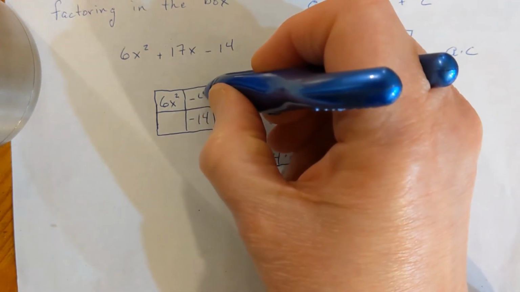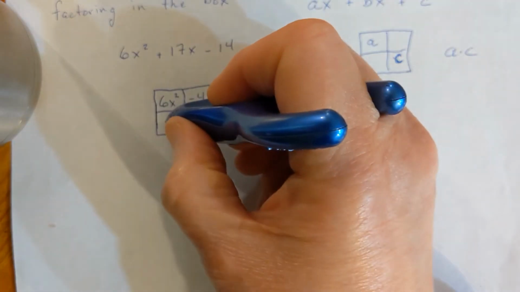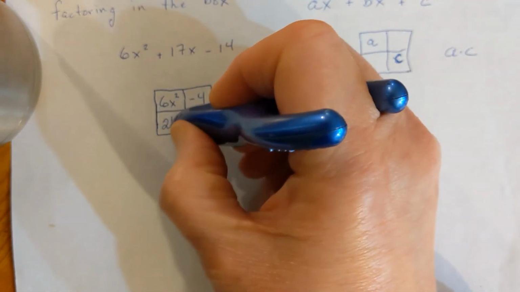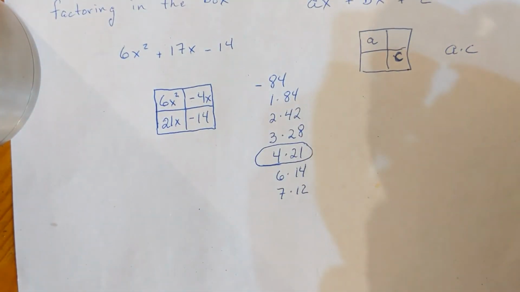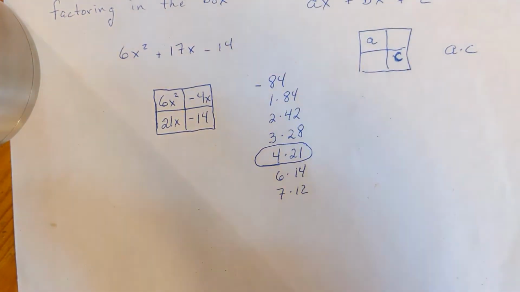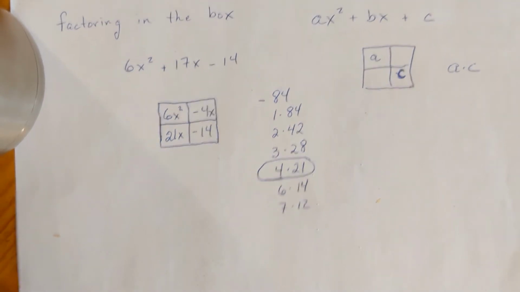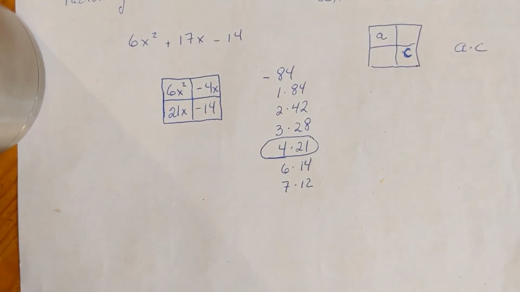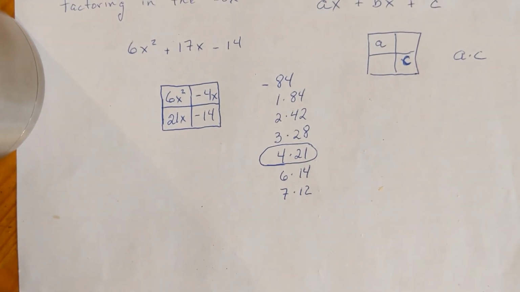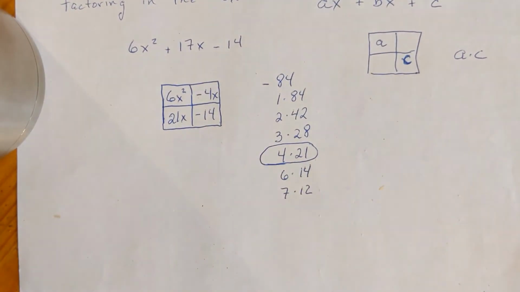It doesn't really matter which box I put these in, as long as I put in negative 4 and positive 21. And yes, they're each going to have an x with them because negative 4x plus 21x gives me positive 17x. And that's what I'm after.